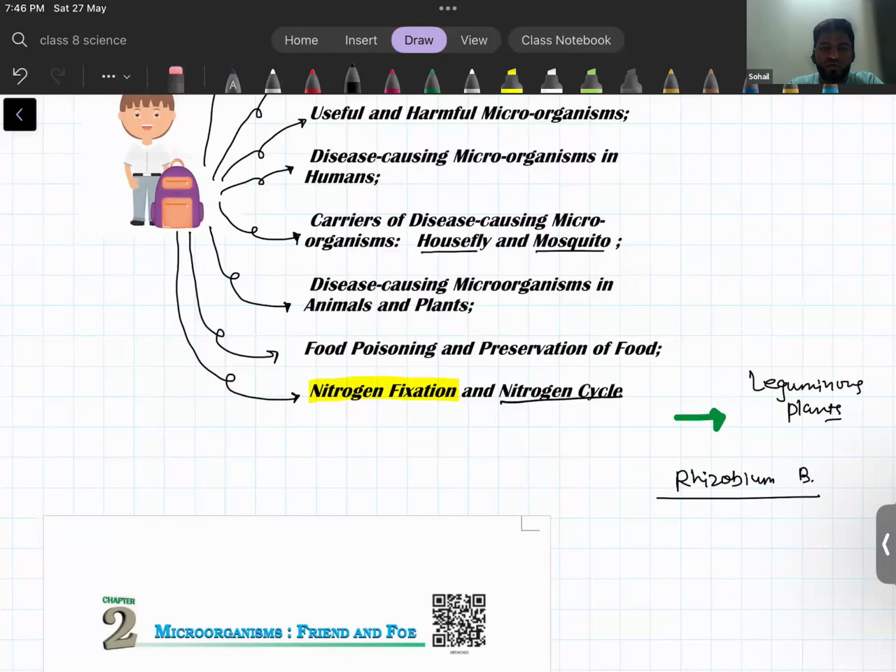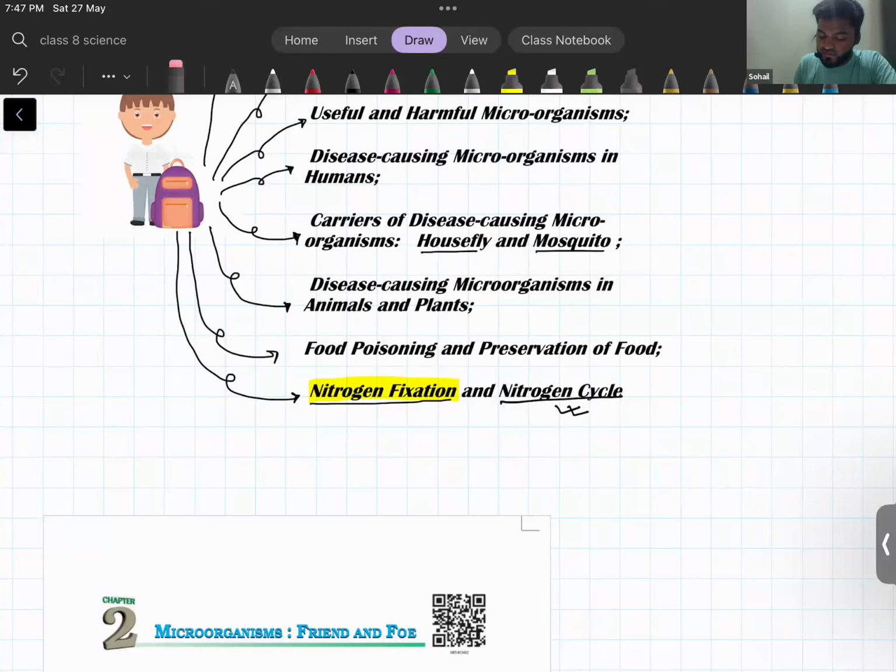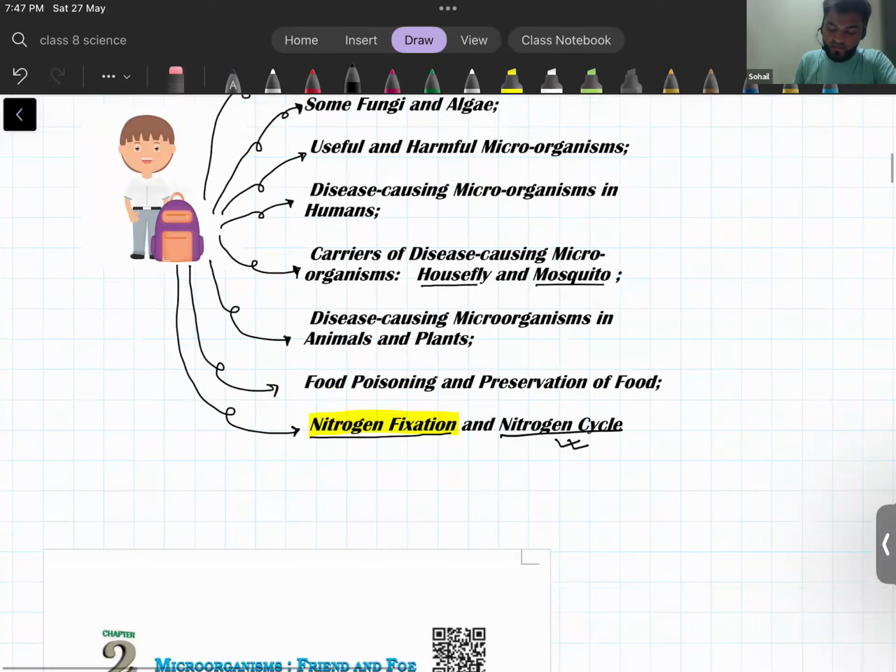And in that soil, when we irrigate the land, the nitrogen fixed into the soil mixes with the water. That is, it gets converted into soluble form, and then it is taken up by the roots of the plants. So that is simply called nitrogen fixation. The nitrogen from the atmosphere is being fixed into the soil. And there's one more thing called the nitrogen cycle that we will also discuss in the chapter. So shall we begin then?